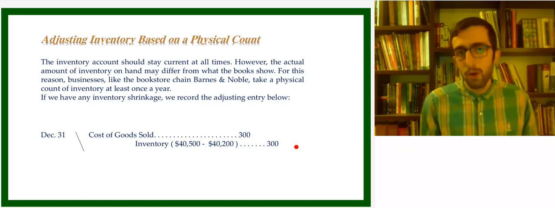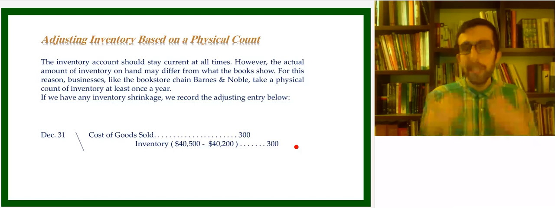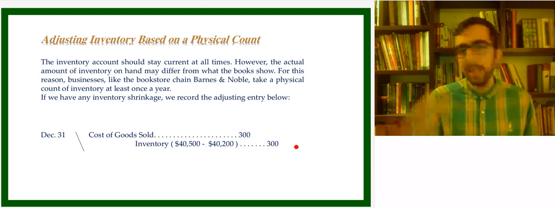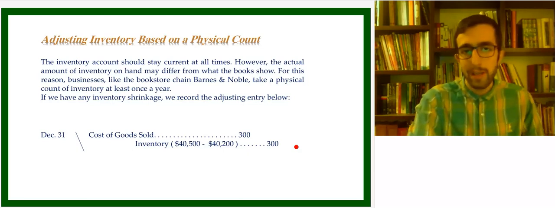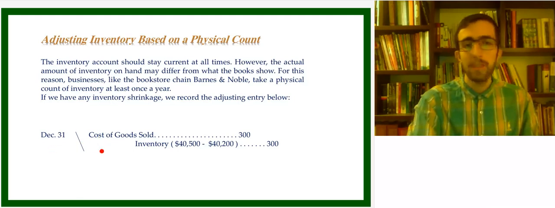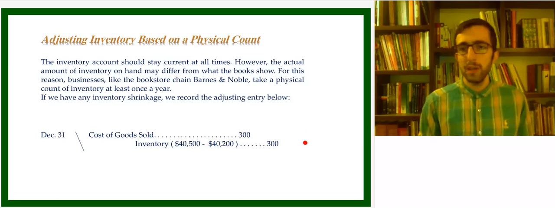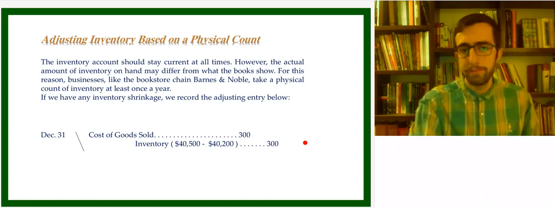If we have any inventory shrinkage or decrease, we record the adjusting entry with cost of goods sold on the debit side and inventory on the credit side. And here you can see on December 31, cost of goods sold we put $300 on the debit side and inventory $300 on the credit side.